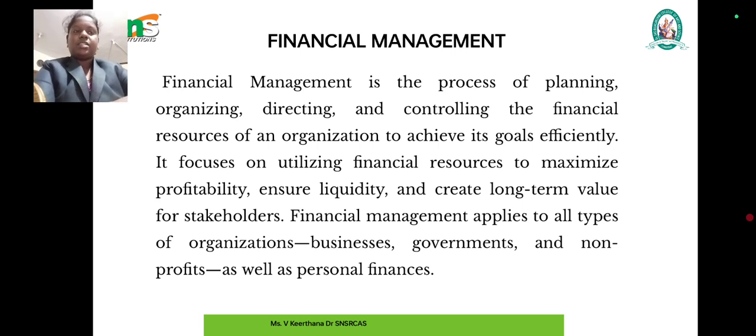Financial management is the process of planning, organizing, directing, and controlling the financial resources of an organization to achieve its goals efficiently. It focuses on utilizing financial resources to maximize profitability, ensure liquidity, and create long term value for stakeholders. Financial management applies to all types of organizations, business, government and non-profit, as well as personal finance.